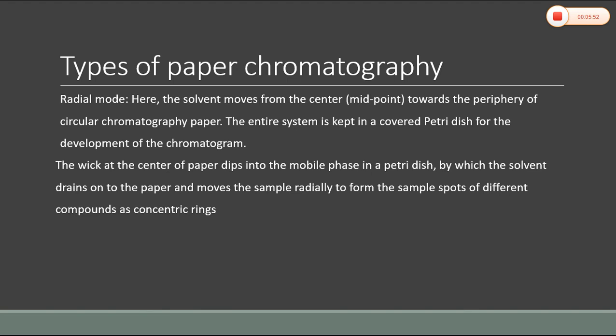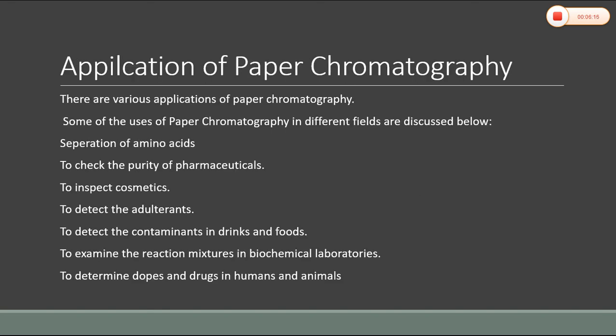Radial mode. Here the solvent moves from the center towards the periphery of the circular chromatographic paper. The entire system is kept in a covered petri dish for the development of the chromatogram. The wick at the center of the paper dips into the mobile phase in the petri dish, by which the solvent drains onto the paper and moves the sample radially to form sample spots of the different compounds as concentric rings.